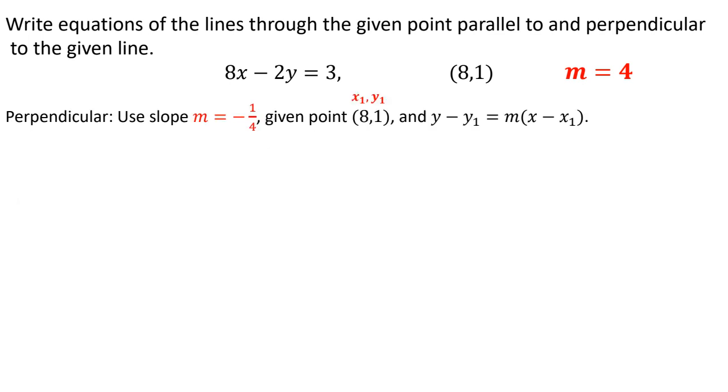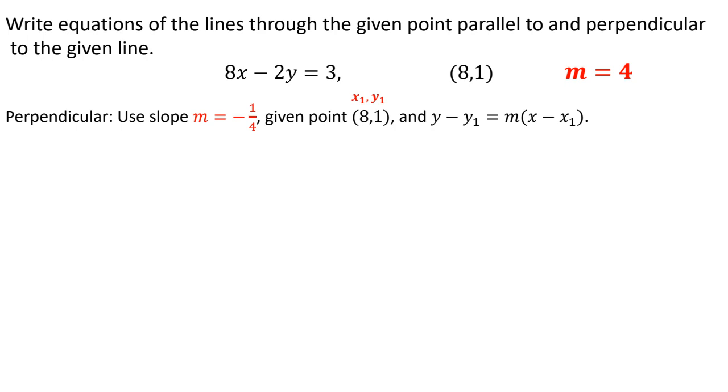Okay, the second part is perpendicular. To find a perpendicular line, we're going to take our slope and find the negative reciprocal of that. So if this is positive, you're going to work with negative, and then you flip the fraction. So remember, the 4 has a 1 under it. If you flip it, we get 1/4.